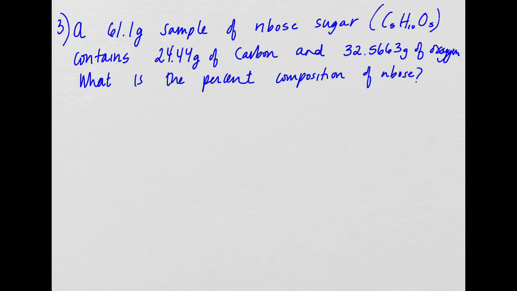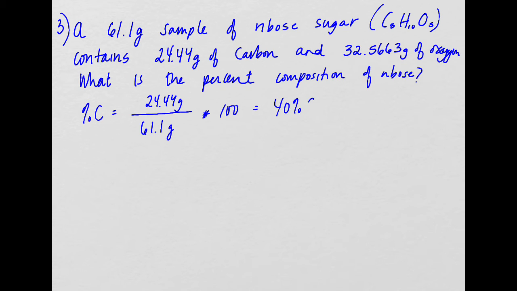What about if we have a compound with more than 2 elements? So what about this question here? A 61.1 gram sample of ribose sugar, here's the formula, contains 24.44 grams of carbon and 32.5663 grams of oxygen. What is the percent composition of ribose? So what we're going to need to do first is determine the percent composition of carbon. We know that there are 24.44 grams of carbon in the 61.1 gram sample. Multiply that by 100, and we get 40% carbon.